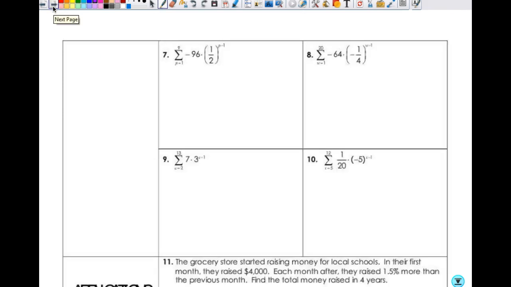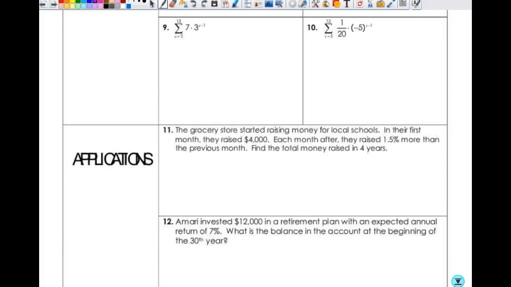Let's look at number 10. Now, number 10 doesn't go from 1 to 12, right? So what is in here then? 12 minus 5 plus 1. Good. So n is equal to 12 minus 5 plus 1. So that is going to be 8.